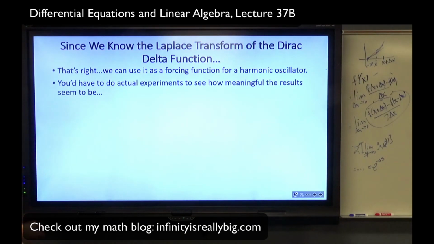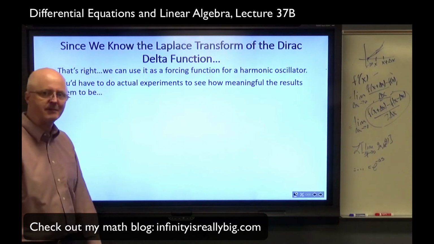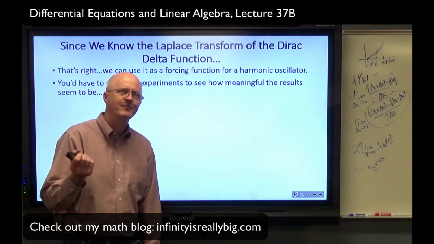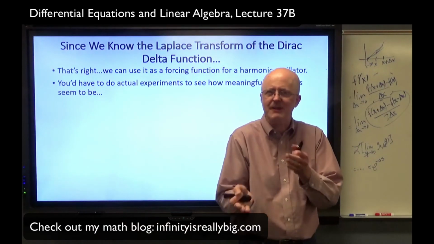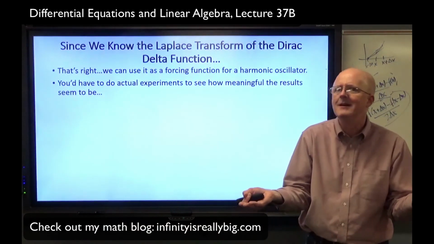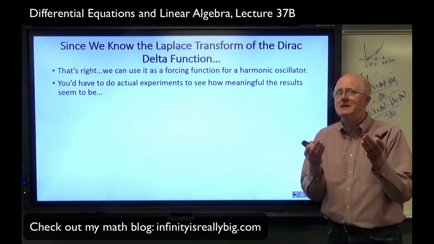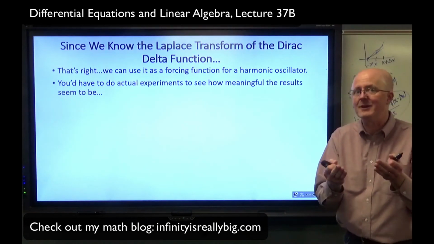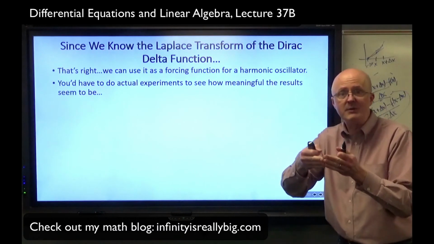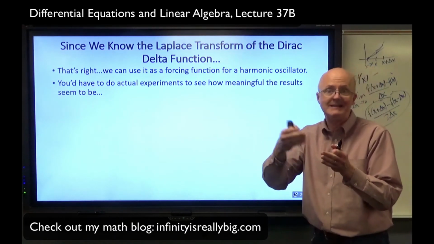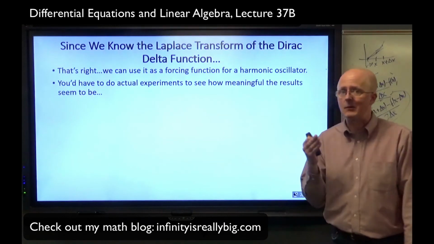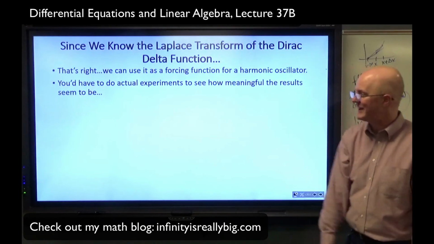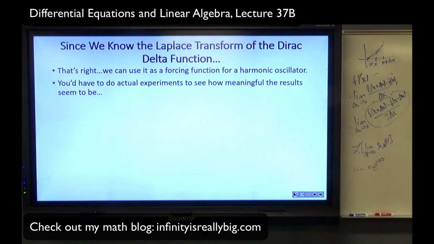Now, you'd have to do actual experiments to see how meaningful the results seem to be. And like, you know, is it really normalized so the integral equals 1? You'd have to make measurements like the change in momentum when you hit it with a hammer to make sure you're using the right delta function, or maybe a constant multiple. Maybe you can multiply delta sub a of t by some non-zero constant, like 5 or 10 or something, to make it be the right one and be the right value of infinity. You'd have to do actual experiments. But let's just do the math.